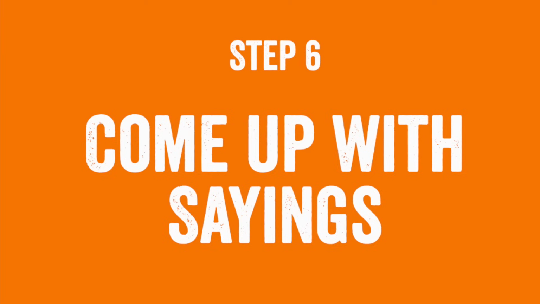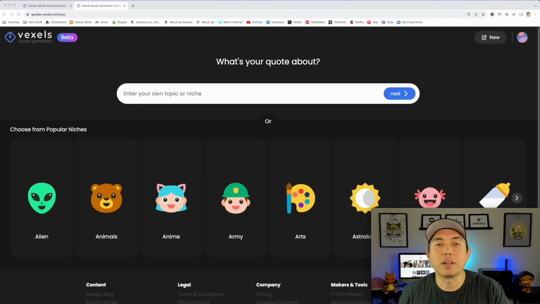All right, step 6 is optional, and it's only optional if you want to put words on your t-shirts. Now, a lot of t-shirts on Amazon have words, but a lot of t-shirts on Redbubble and TeePublic don't have words, they're just a graphic. So this is optional. You don't have to have words on t-shirts, but it can help get you sales. So let's do I'm here on Vexels, the quote generator. You can also come up with funny puns on your own, maybe rhyming words on your own, maybe use ChatGPT to come up with ideas.